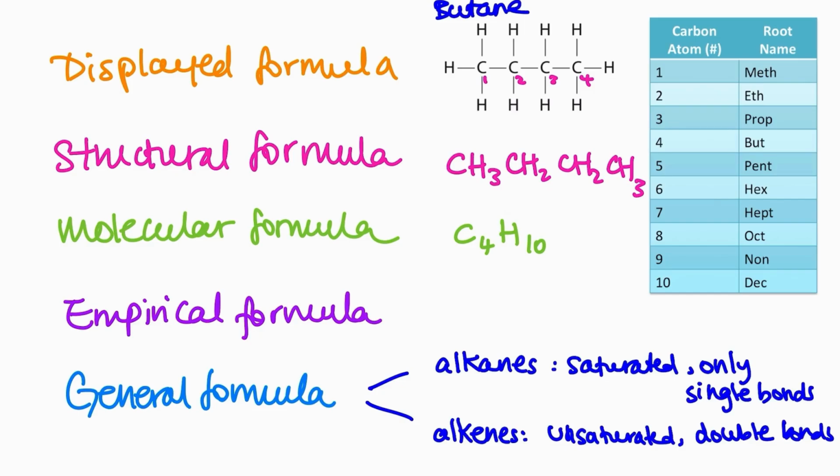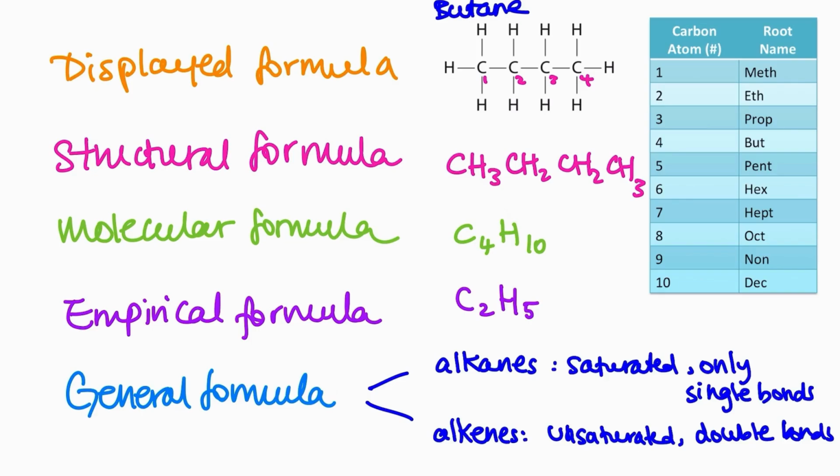Empirical formula is the simplest ratio. Simplest ratio means you try to simplify it as much as you can. So how can I divide them to make it the smallest? I can divide by 2. That's the biggest number I can think of that I can divide by. That would still give me whole numbers, right? So C4, 4 divided by 2 is 2. And H10, 10 divided by 2 is 5. And I cannot simplify this further, I cannot make it any smaller without going into decimals. So therefore, this is C2H5.